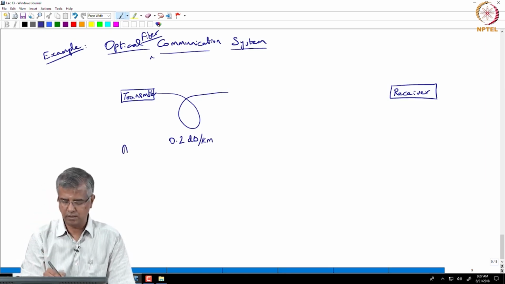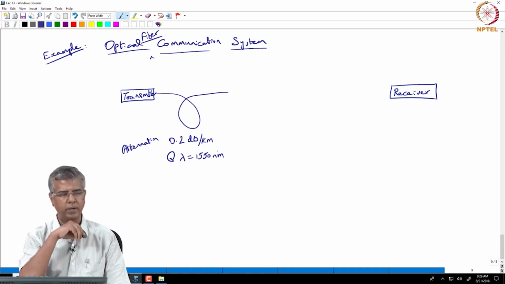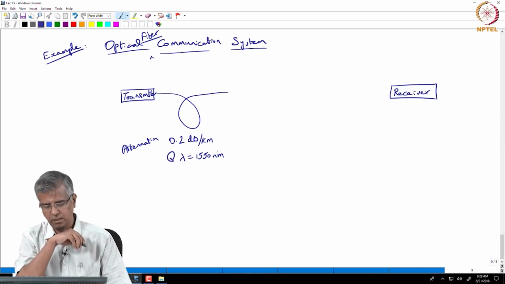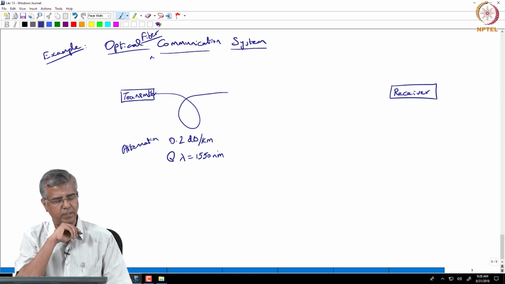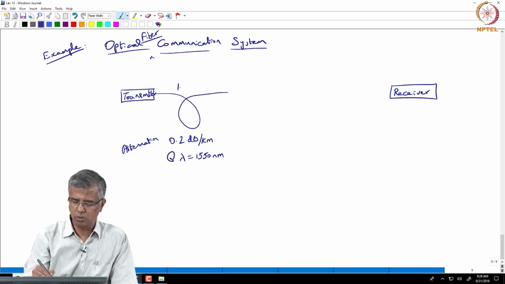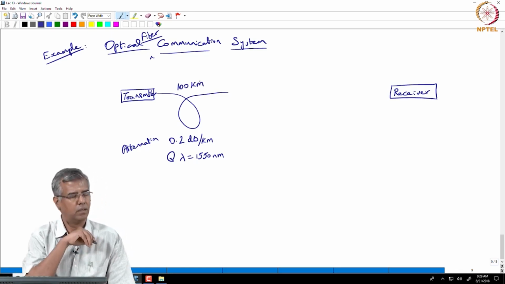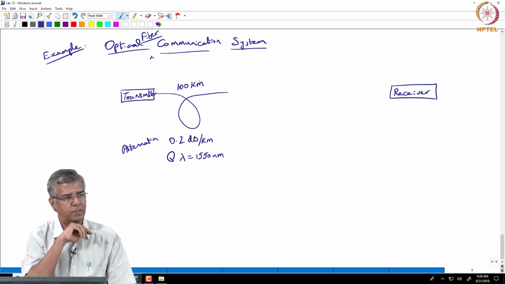So, this is the attenuation that you see in a fiber, but at a specific wavelength of 1550 nanometer. That is where you get to see this sort of attenuation. So, you go through this fiber, and let us say you are going through 100 kilometers of this fiber.